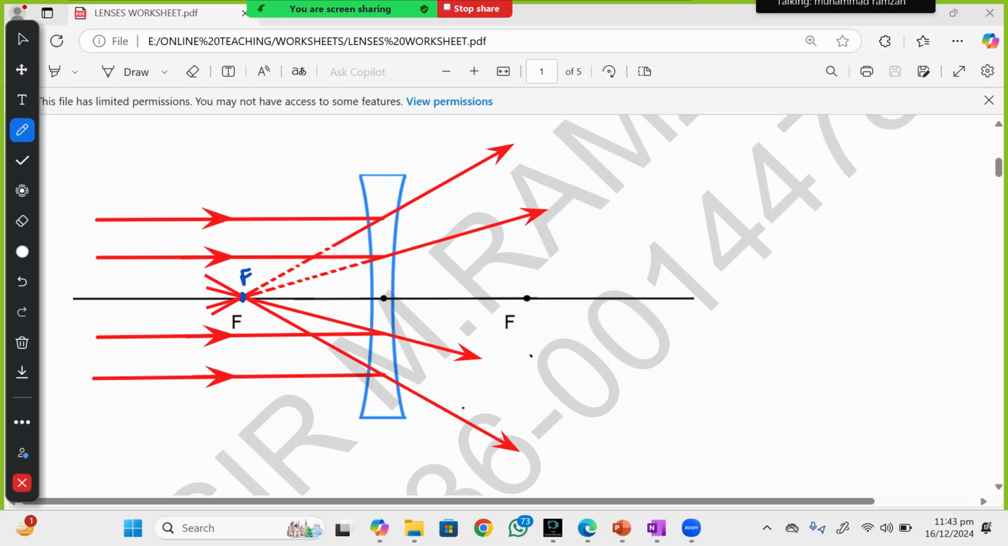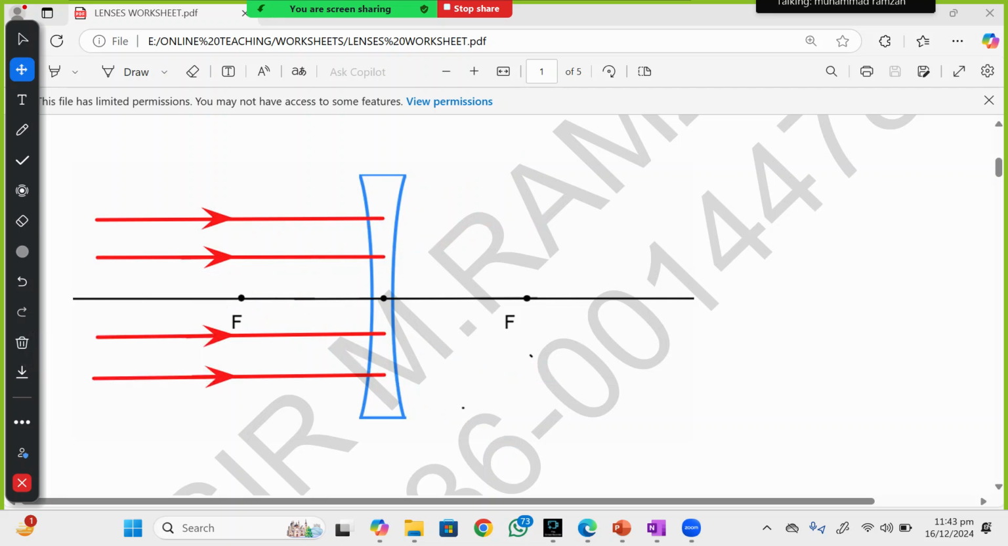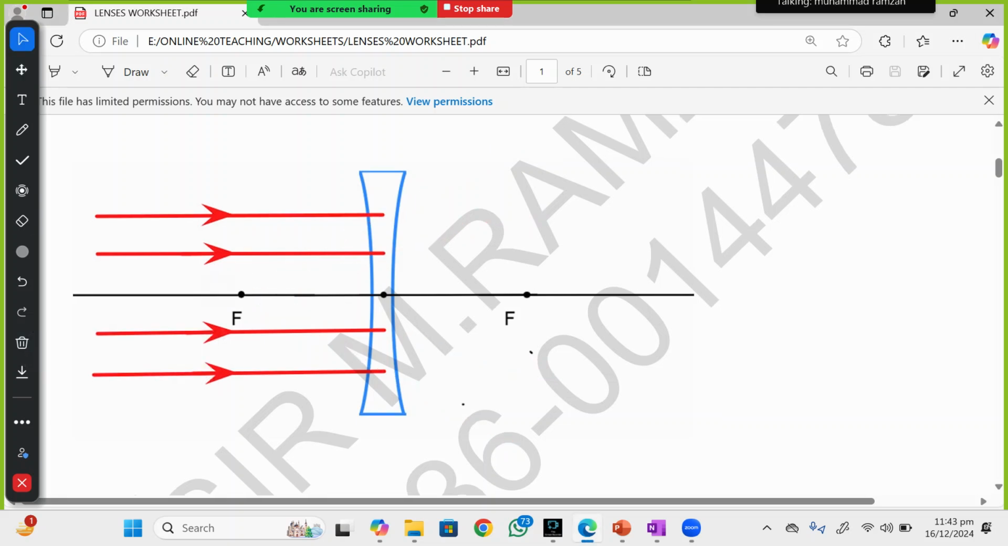So virtual rays seem to be going back. Actually they are not going back, but we have to show that if they were extended, they would have been passing through the focal point at the back. So this is how these light rays would look when they are passing through a concave lens. Hope this is clear. Now let's proceed ahead and talk about some important facts.